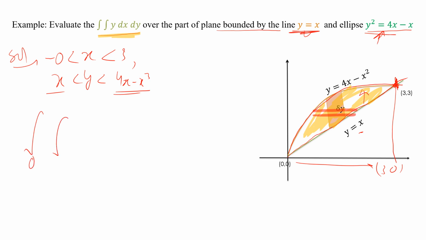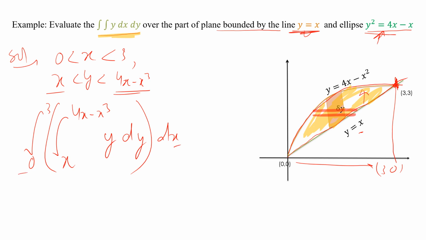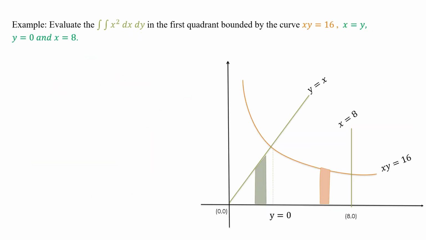The limit of integration is 0 to 3, and y varies from x to 4x minus x cube, of y dy dx. So first you take the integration with respect to y, then with respect to x, and you get the result 54 by 5. You can easily evaluate it. Please do it yourself.